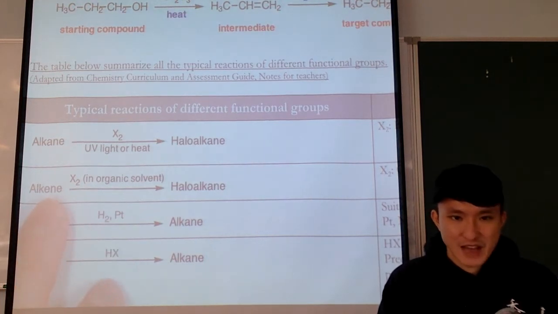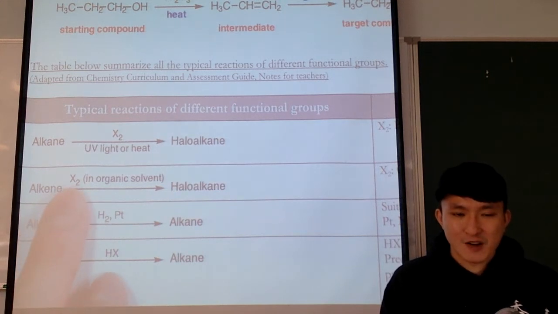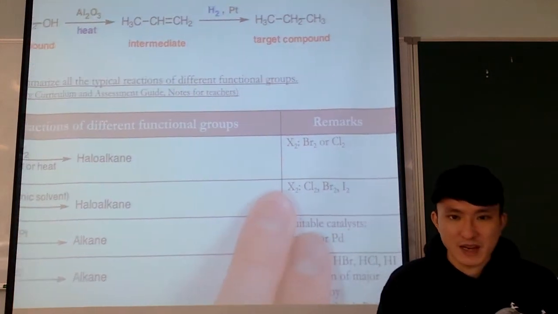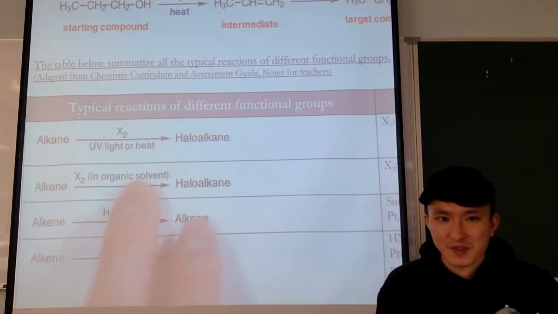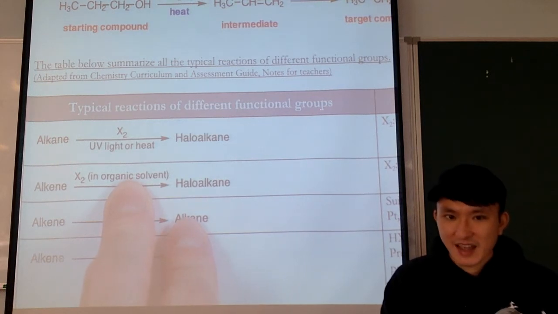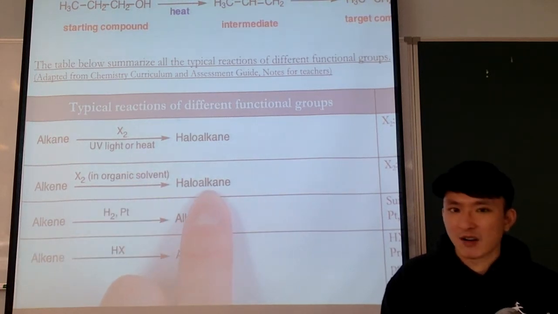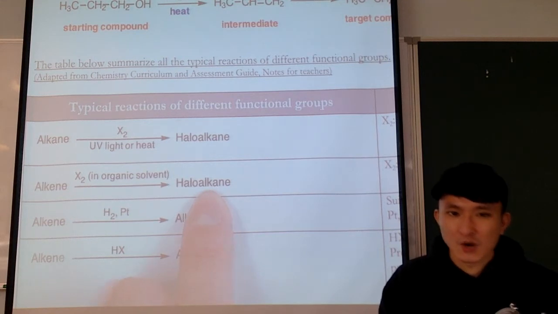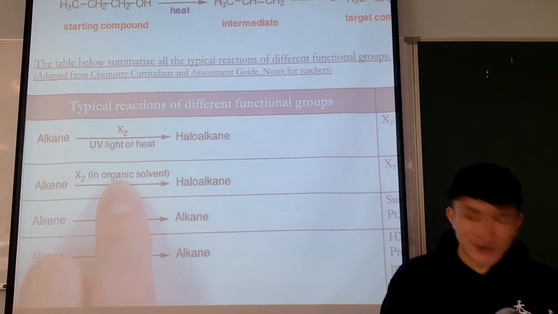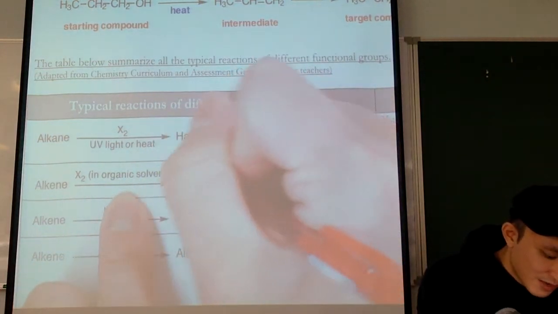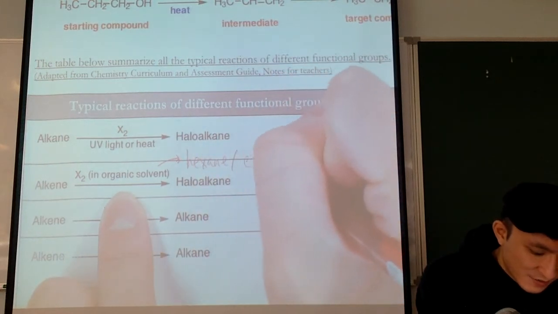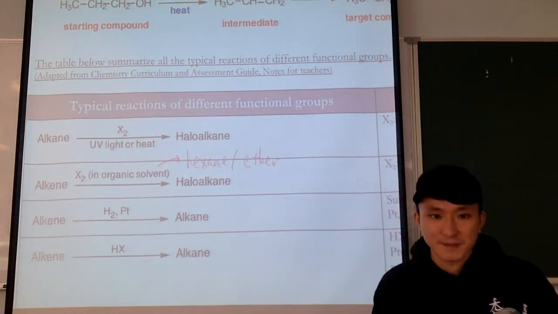Alkene, we have addition reaction, right? So we can have alkene reacts with halogen. So the halogen could be chlorine, bromine, iodine. Now here, we specify that it is in organic solvent because if this is in water, then it will generate a halo alcohol, if you remember. So this one, you need to specify that it is in organic solvent. So it could be maybe hexane or ether, this kind of organic solvent, okay?